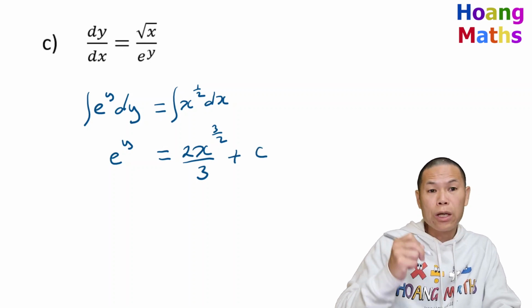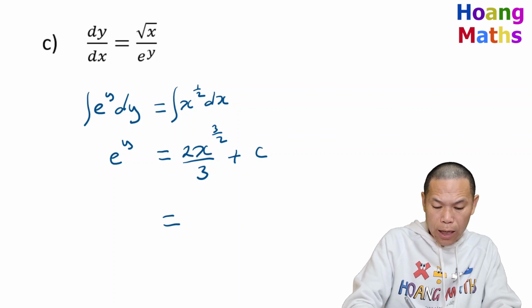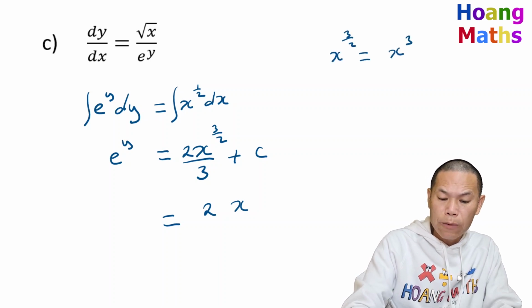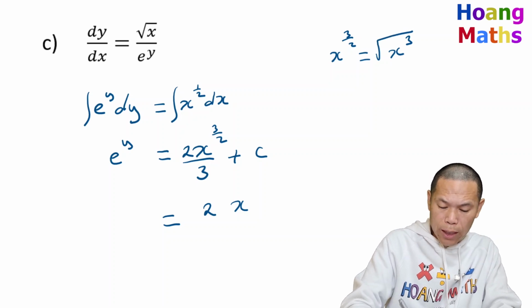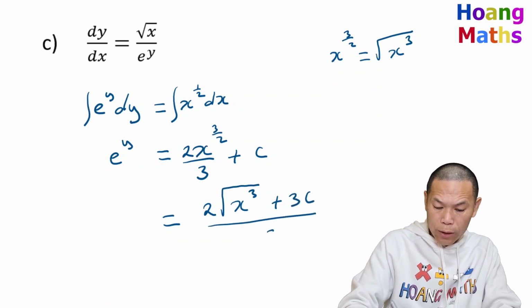So now I just put them all in one term on the right hand side. So this is like this: 2 times x to the power of 3 over 2, which is x cubed square root. So I just write like this. And then we add 3c over 3.